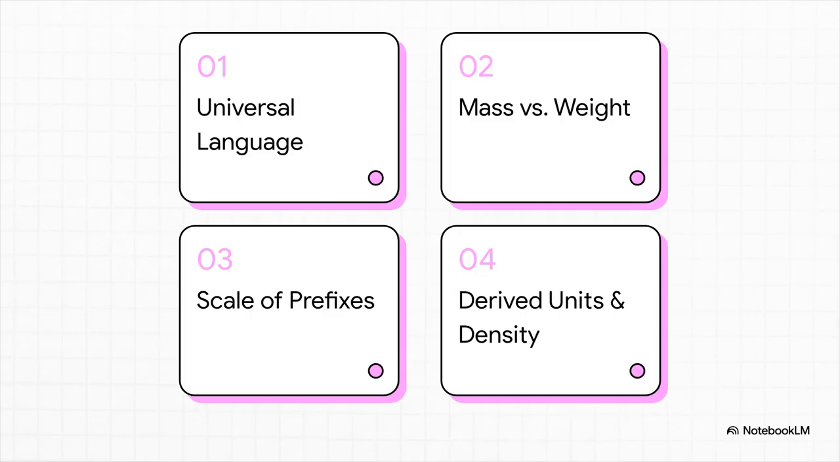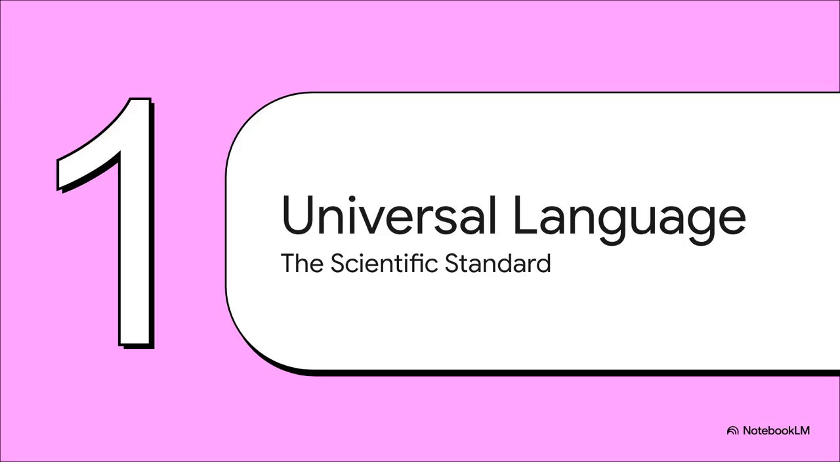So, here is our game plan for today. First, we'll establish the universal scientific language. Then, we'll clarify mass versus weight, explore the scale of prefixes, and finally, bring it all together to look at derived units and density. This is exactly the core vocabulary you need to totally master this topic. Okay, let's dive into this.